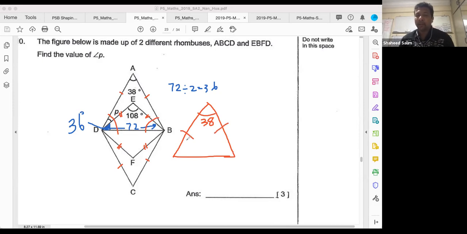So we find the big angle. How to find? 180 minus 38. What do you get? 142. So 142 is for the two angles. You must divide by 2. So 142 divided by 2, what do you get? You get 71. So the whole thing here is 71. You must minus the 36, then you can get this angle here. When you minus 36, you get 35. Okay, 35 is which part? It is the brown part down here.